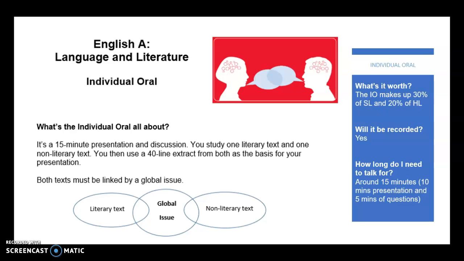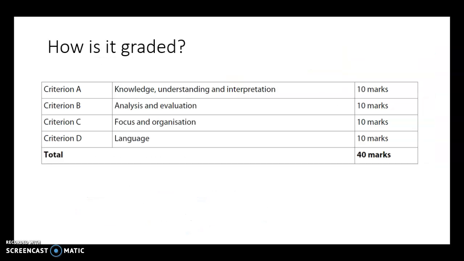At the bottom here you can see this graphic. You choose a literary text that you've studied in class and a non-literary text, and then you pick around 40 lines from each of those, 40 lines from the literary, 40 lines from the non-literary, and then you tie them together through what's called a global issue. You have to be very careful beforehand that the literary text and the non-literary text both deal with the same global issue. I'll talk about what global issues are in a bit, but that's essentially the glue, the central thread that runs through your presentation. And you're talking about how both of the texts treat and deal with that particular issue.